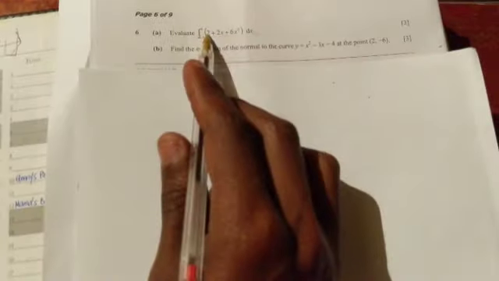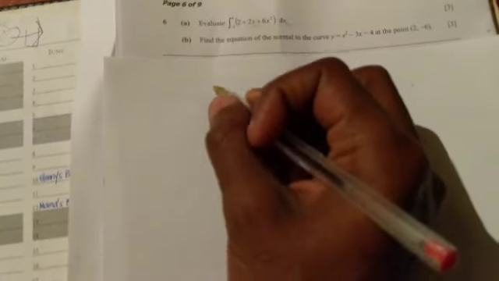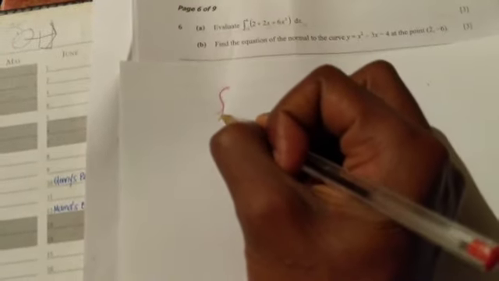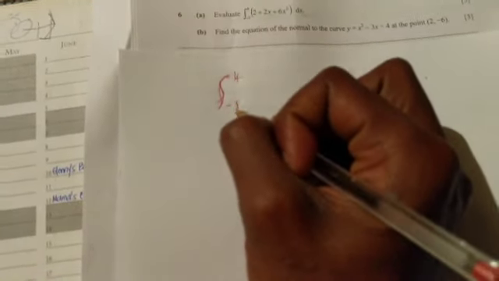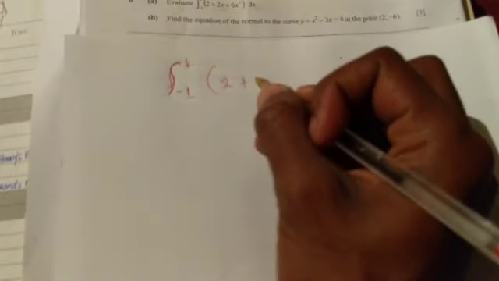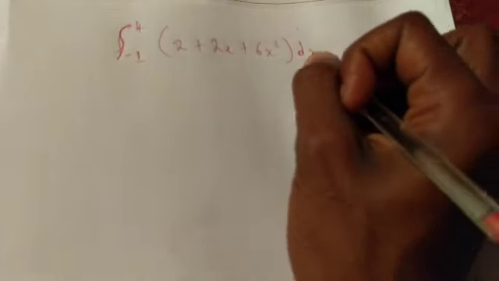Evaluate the integral of 2 plus 2x plus 6x to the power 2, close. So your equation is like this. They are saying evaluate. So this is your integral, with 4 on top and -1 at the bottom, then the integrand 2 plus 2x plus 6x squared, dx.